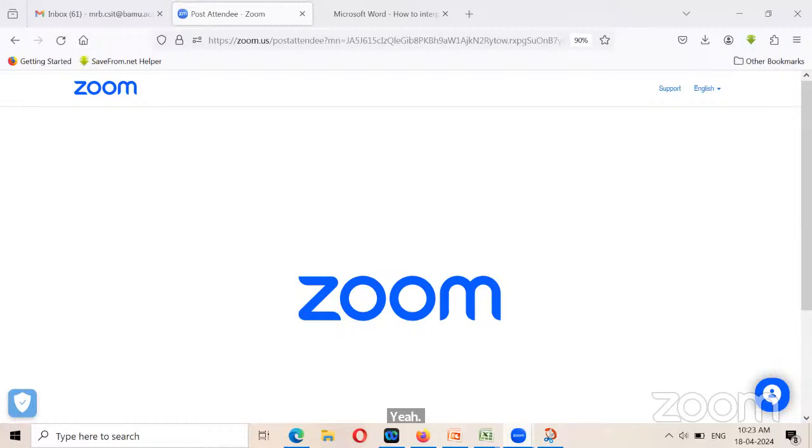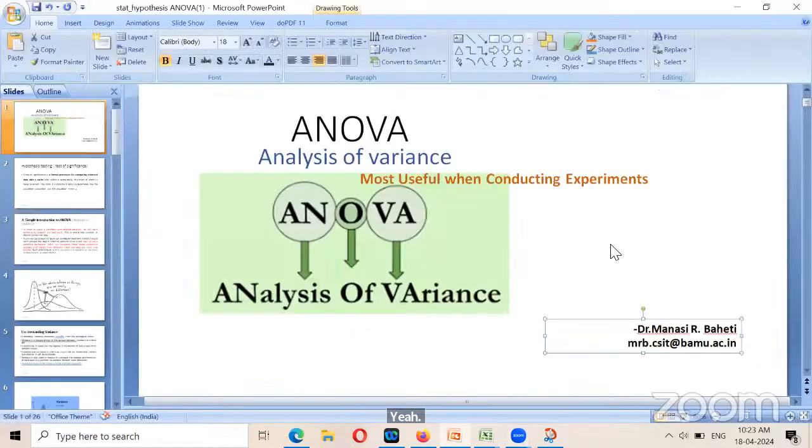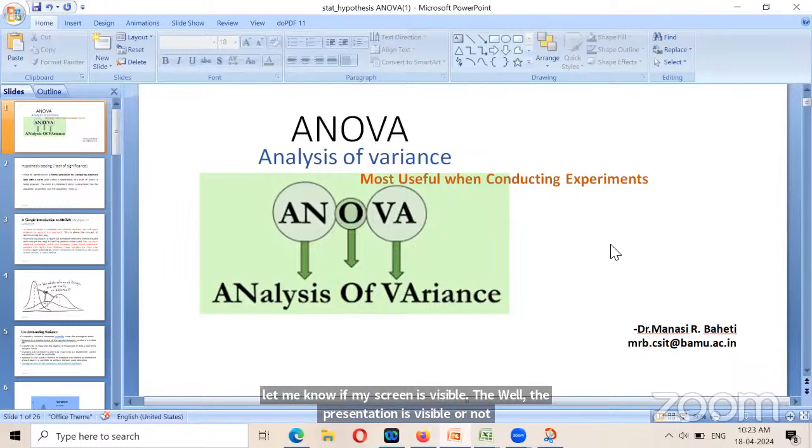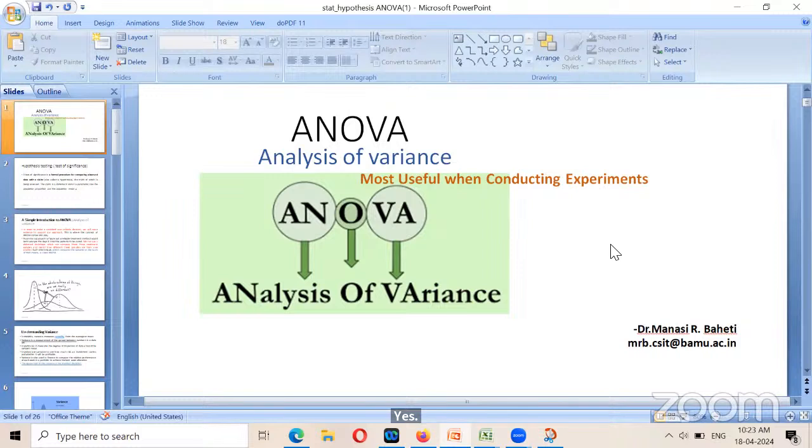Please let me know if my screen is visible, the PowerPoint presentation is visible or not. Yes, ma'am. We can see your presentation, ma'am. Yeah, thank you so much. Because I'm doing it from the same laptop, when I'm sharing my PowerPoint, I'm not able to see the Zoom platform. That's the reason I asked.